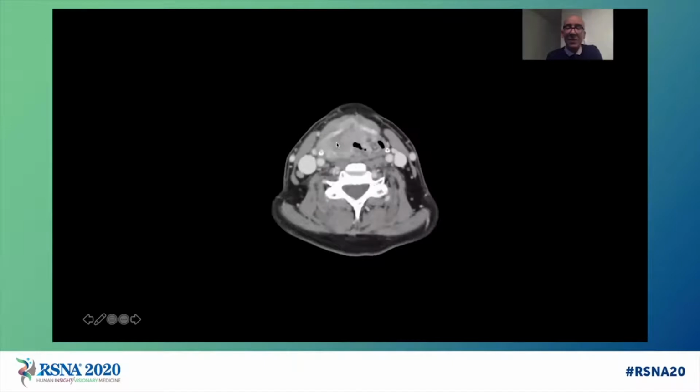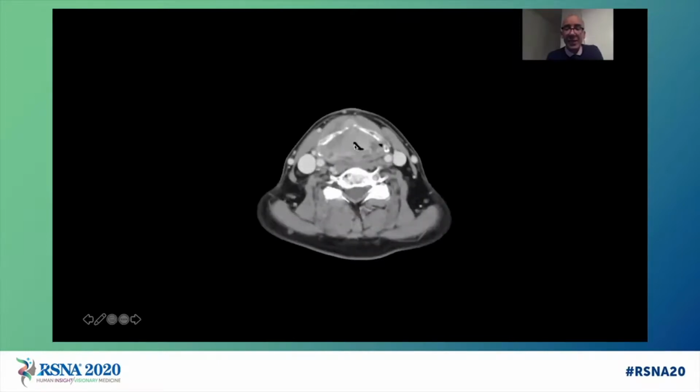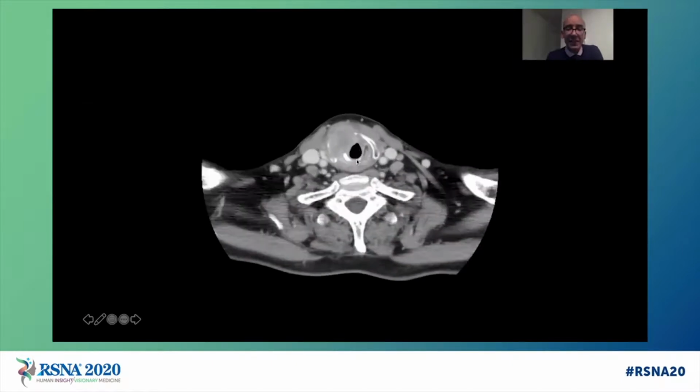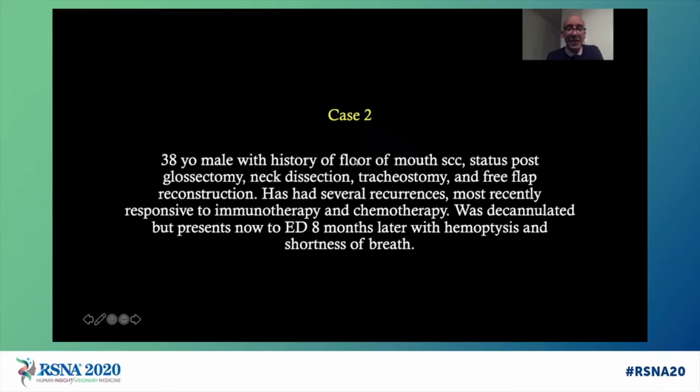a large mass, predominantly right-sided, but it's crossing over to the left side, going through the thyroid cartilage into the strap muscles. And then we see just how narrow the airway is here at the supraglottic level, only about 2 to 3 millimeters across. And this patient had squamous cell carcinoma, and he got an urgent tracheostomy.